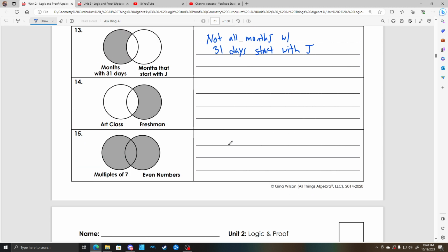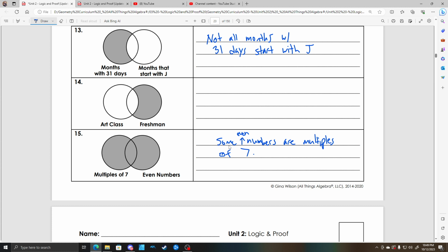And number 15, multiples of 7 and even numbers. This is just an or, so it's going to include everything. So some numbers, I'm going to like include the word even here, so I'm just going to like insert even. Some even numbers are multiples of 7. And of course that means some aren't and some are, right?